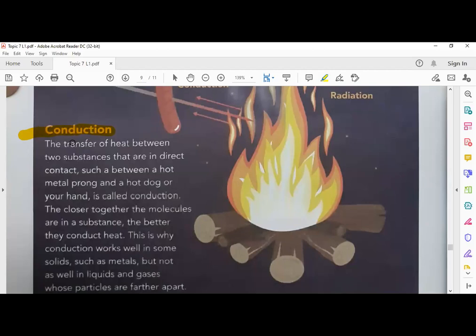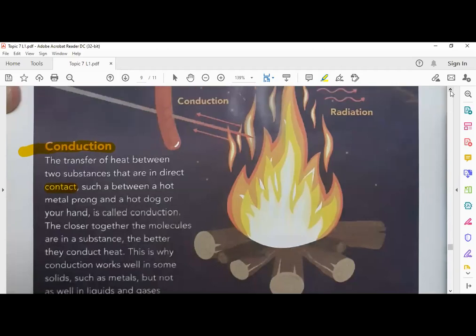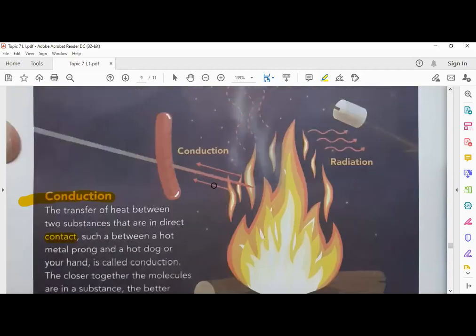It is conduction, the transfer of heat between two objects or two substances that are in direct contact. Okay? In this page, look at this example. Here, heat transfers from the metal to the hot dog by conduction. Notice that they are in direct contact.